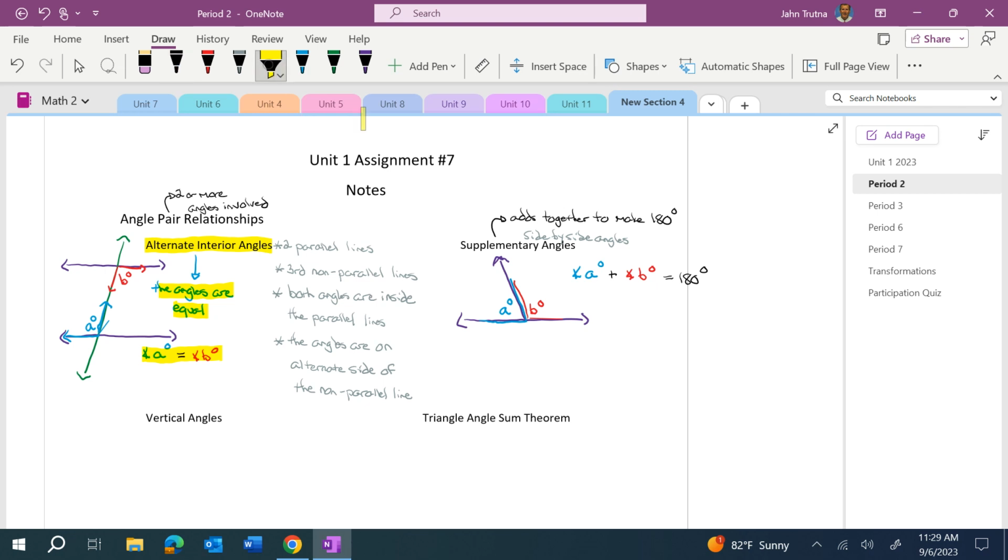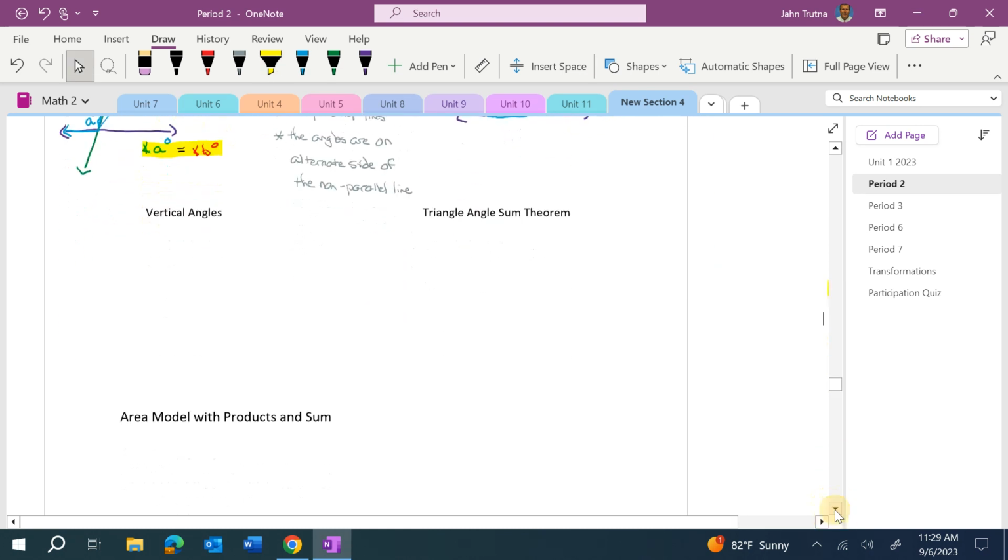Okay? Side by side angles, that means that the two angles together add up to equal 180 degrees. That's going to be very important. So whenever you see side by side angles, the two angles add up to be 180 degrees. Okay? All right, moving on to vertical angles.